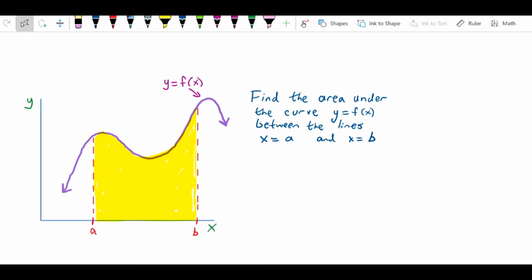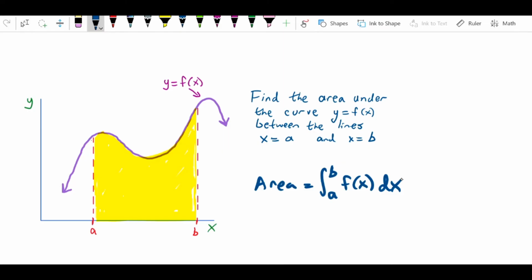In this case, you're trying to find the area between the purple curve, y equals f of x, and the x-axis between the vertical lines x equals a and x equals b. And of course that area would just be equal to the integral from a to b of f of x dx.